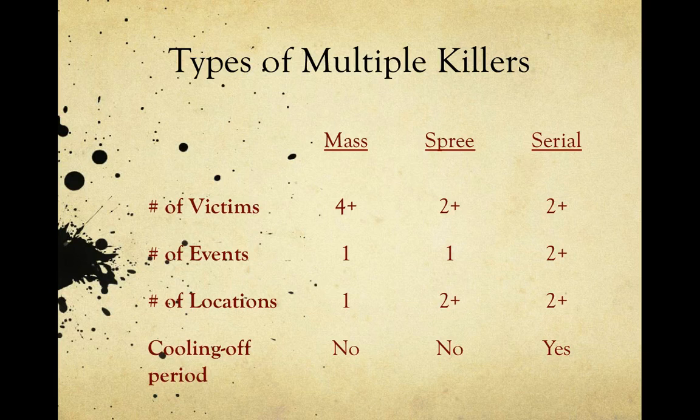As you can see from the chart, one thing that differentiates a serial killer from a mass murderer and spree murderer is a cooling off period, having multiple events in multiple locations. In 2005, the FBI decreased the minimum number of victims to be considered a serial killer from 3 to 2. All of these categories can be further divided based on the killer's motivation, relationship to victims, types of weapons used, and degree of organization.